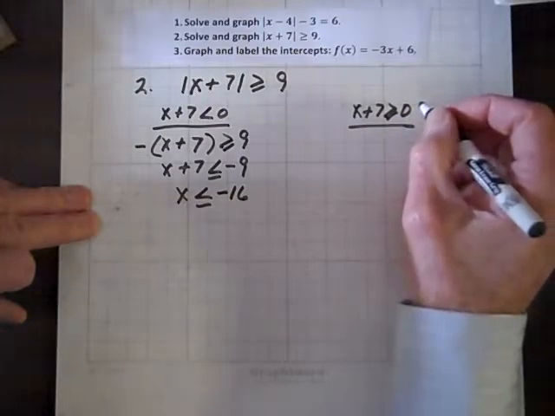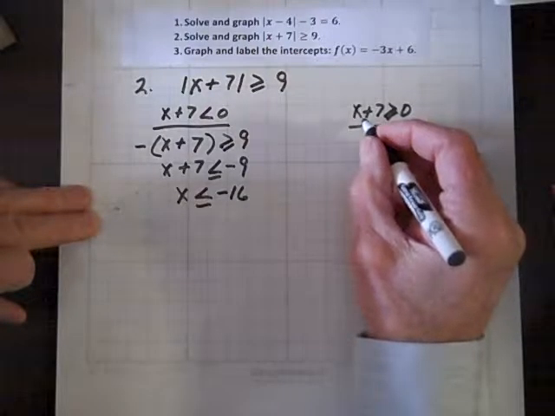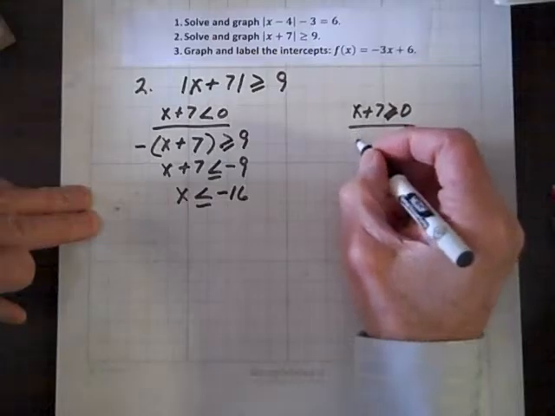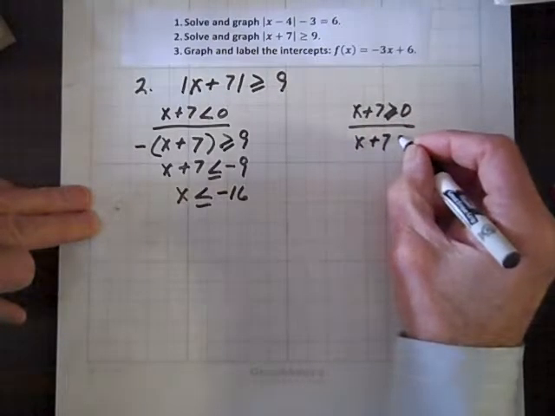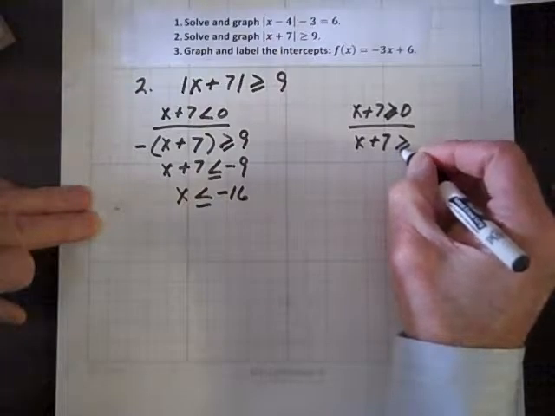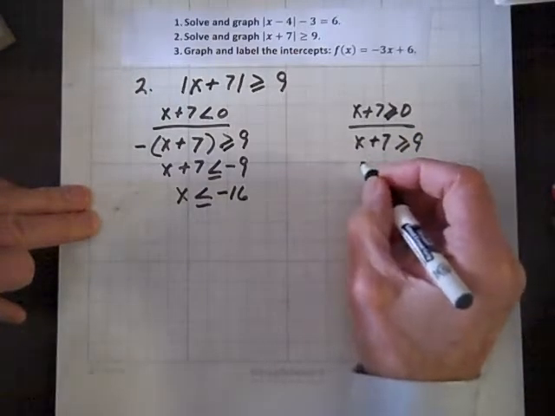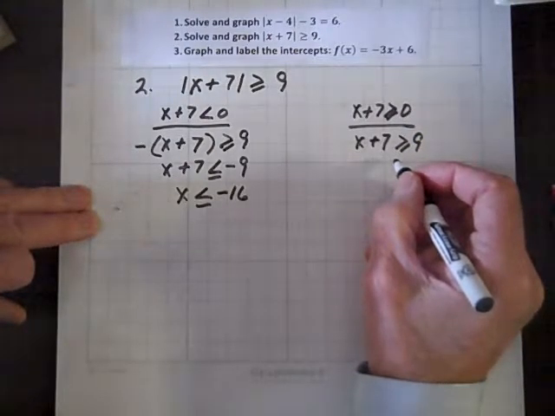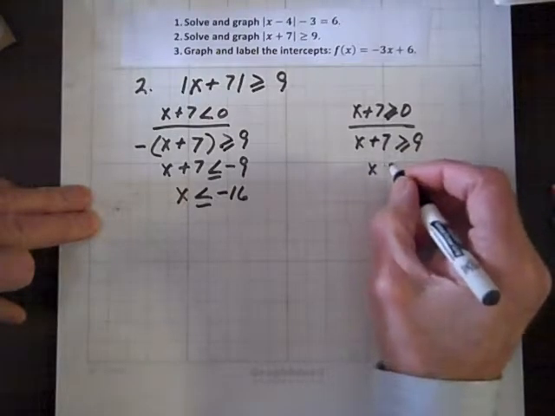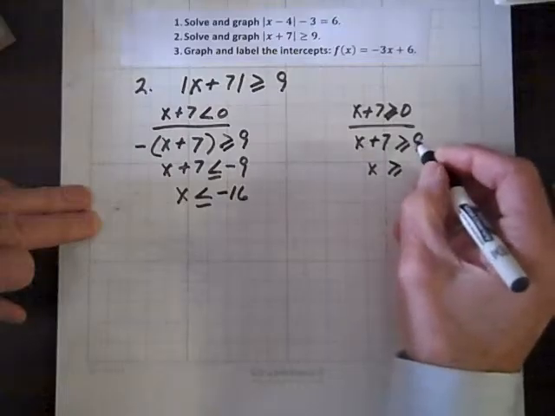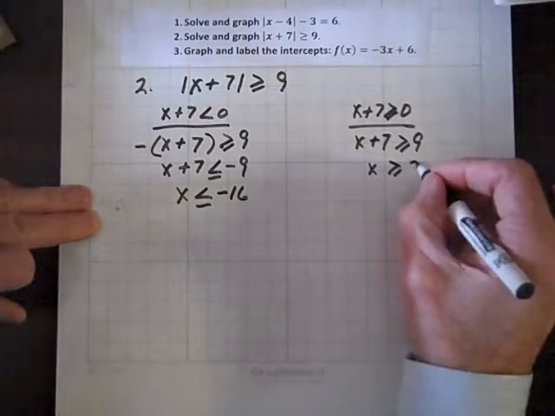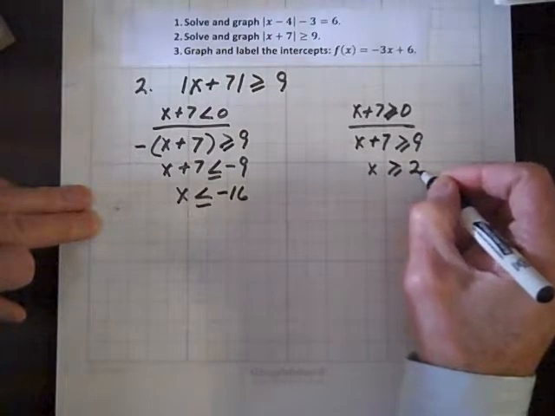Now, for this one, we can just drop the absolute value bars, since the quantity x plus 7 in this case is greater than or equal to 0. And now we'll subtract 7 from both sides. Subtracting 7 from 7, we get 0. Subtracting 7 from 9, we get 2.